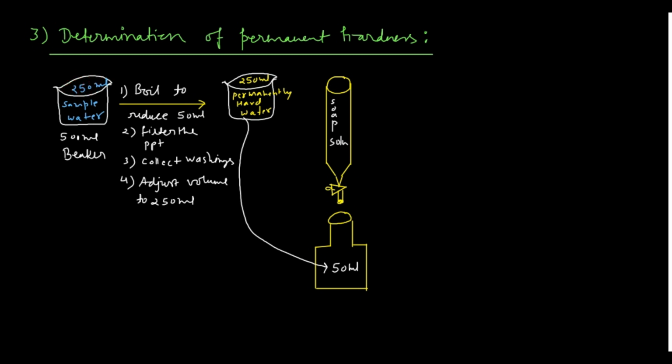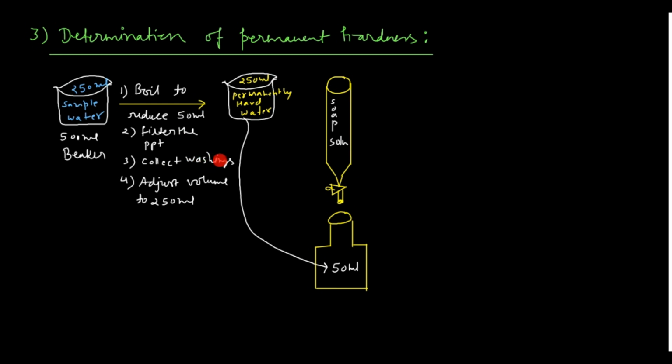If you know the basics of water hardness, you know temporary hardness is removed by boiling the water in an open container. Please remember, this beaker should be open. All the carbonates and bicarbonates decompose by heating, and carbon dioxide evolves, and in the sample water you will then only have the permanent hardness. So this is 250 ml, I have reduced it by boiling to 50 ml, and I'll filter the precipitate if any, and collect all the washings and precipitate.